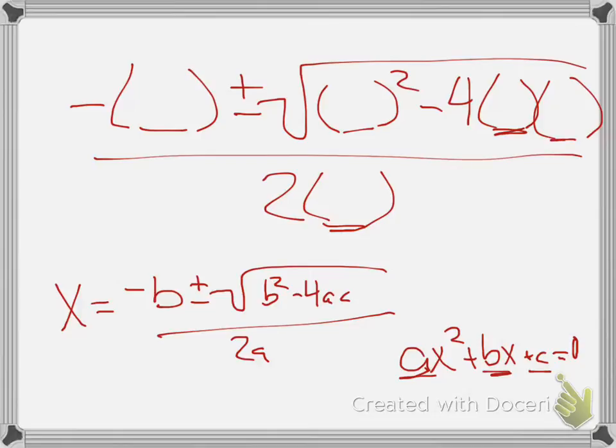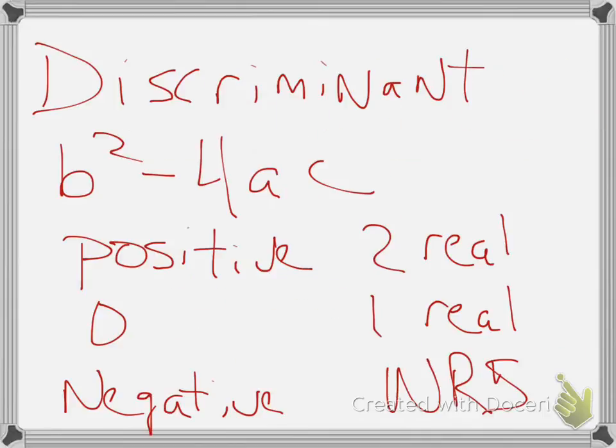Anyways, there you go. You might want to make note of the discriminant, b squared minus 4 times a times c. When you get a positive number, there are 2 real solutions; a negative number, no real solutions; and a 0, 1 real solution. And that's about it.